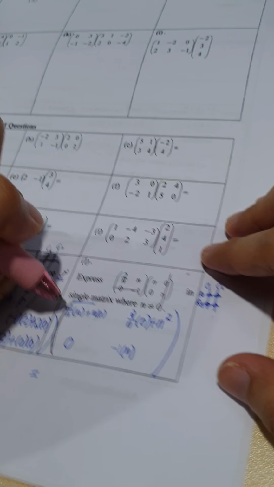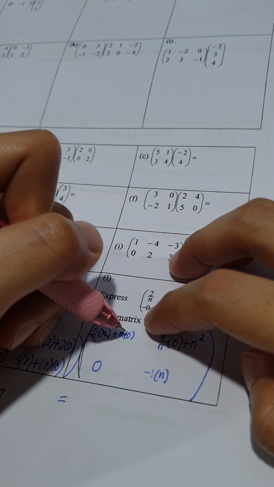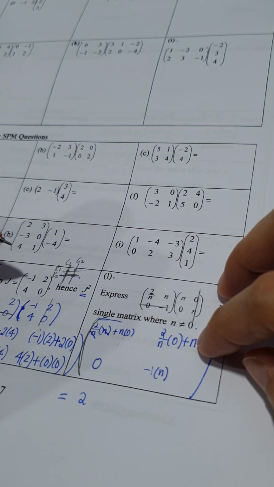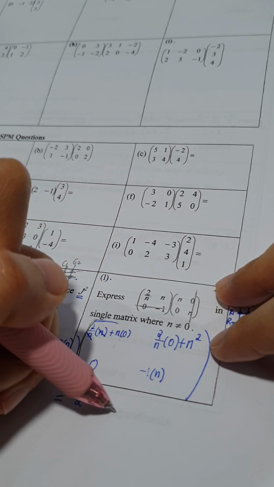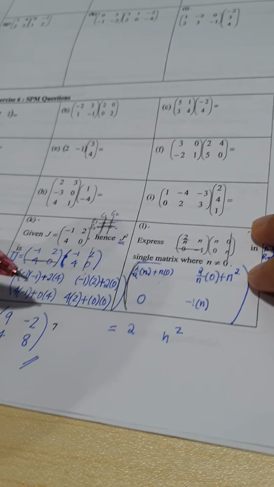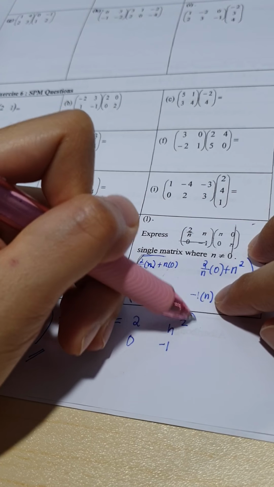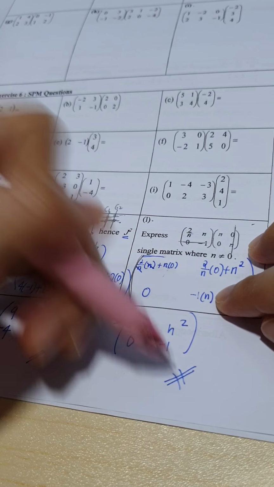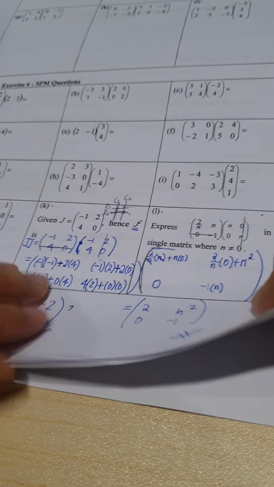Okay, solve it. Okay, 2 over n times n. Cancel, cancel. This one becomes 0. It is still 2. Okay, 2 over n times 0 is 0 plus n square is n square. 0, negative 1 times n, negative 1. Okay, this is your answer. This is a single matrix.